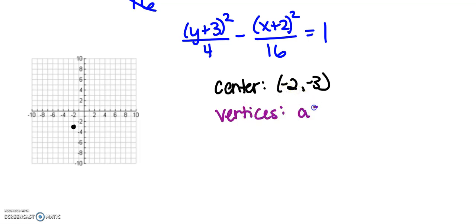So my A value is equal to 2. Remember, A is the one that goes first because it's the positive one or the bigger one when you think about positive or negative direction. So A is going to be equal to 2, and I'm going up and down. So up 2 and down 2. So that creates negative 2 comma negative 1.